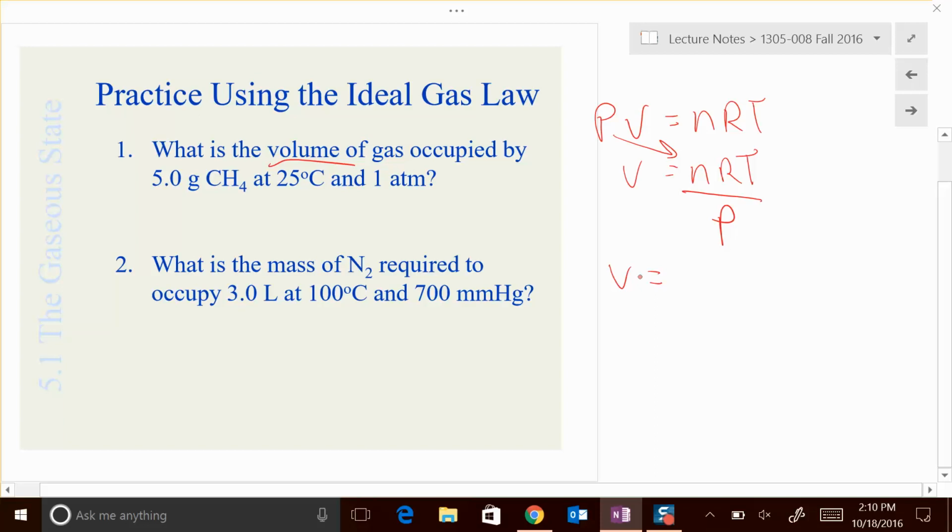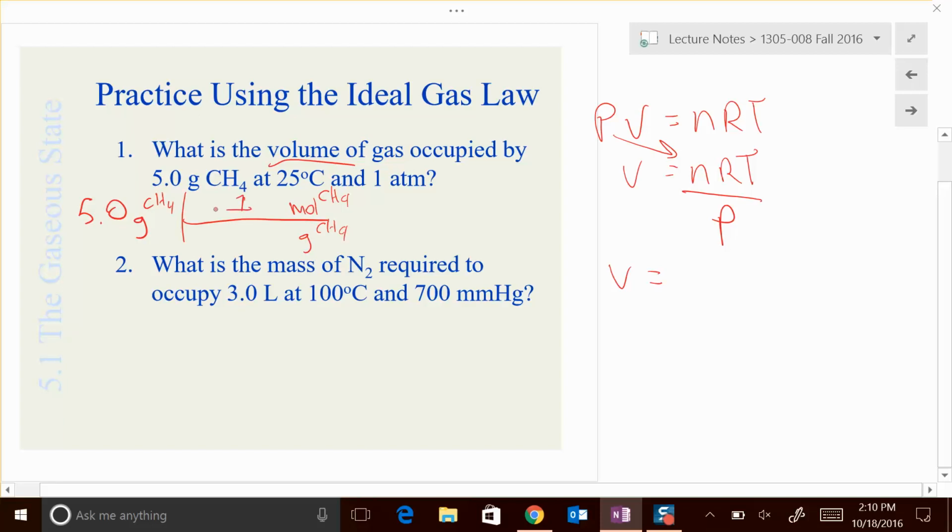Yeah, they didn't give me the moles, they gave me the grams. But that's okay because guess what? I can easily convert grams to moles. So 5.0 grams of CH4, and I'm going to convert that to the moles of CH4 from the grams of CH4. So grams and moles, moles are always 1.